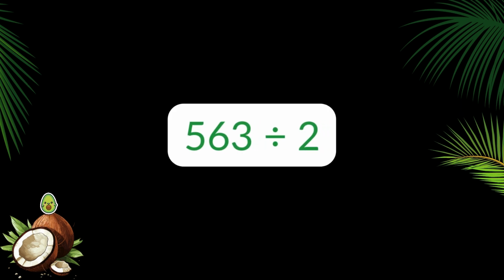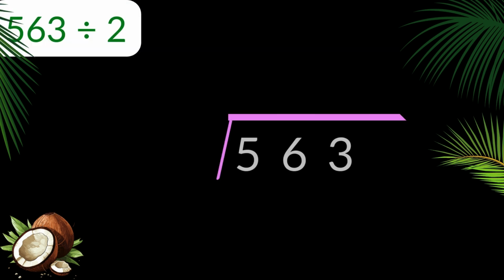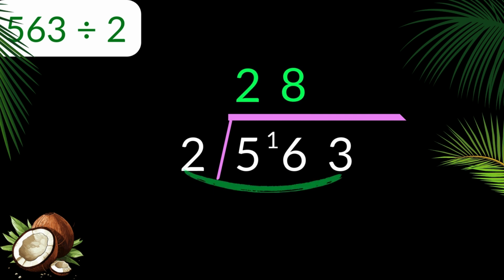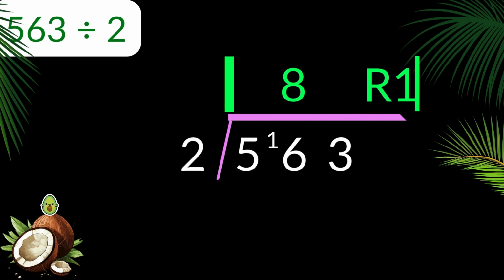563 divided by 2. Ready? 1, 2, 3. Go! What did you get? 281, remainder 1? If we match, shout bingo.